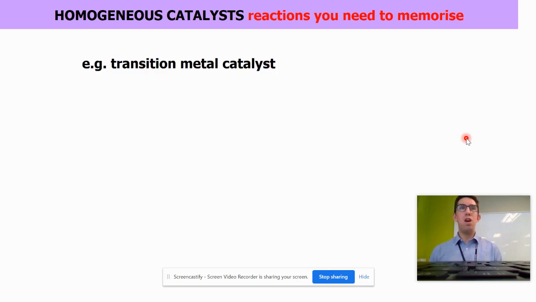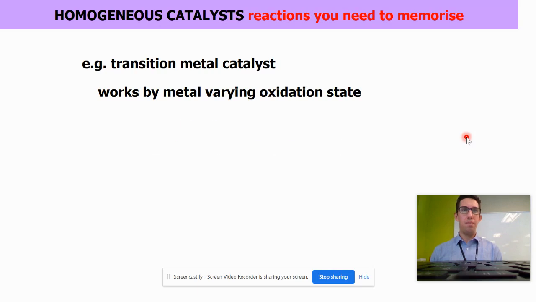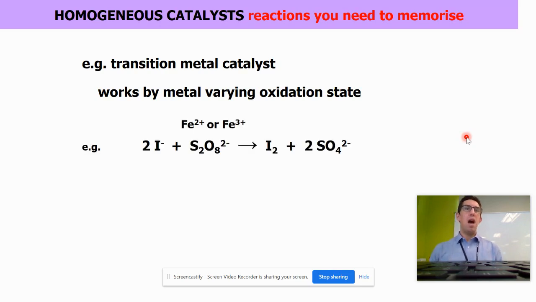Okay, next example is a homogeneous catalyst, another one you need to know. So this one here, everything is in the same phase. It means it's mixed together. The catalyst is iron 2+ or iron 3+. You can actually use either one, and you'll see in a sec why. This is the overall reaction. We've got iodide reacting with this S2O8 2- ion. Now, this reaction does occur without the catalyst, but really, really slowly.